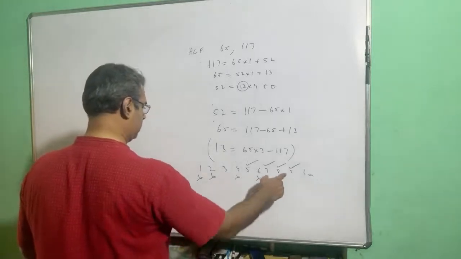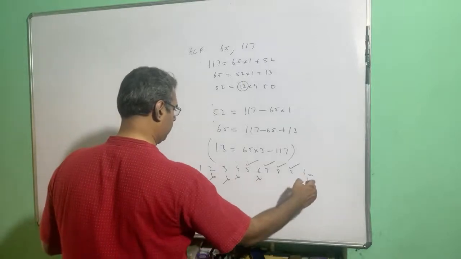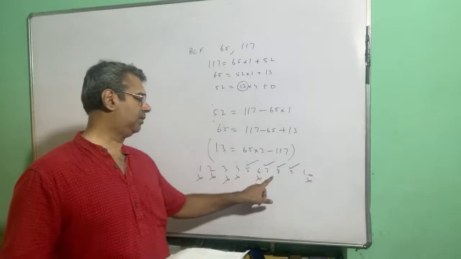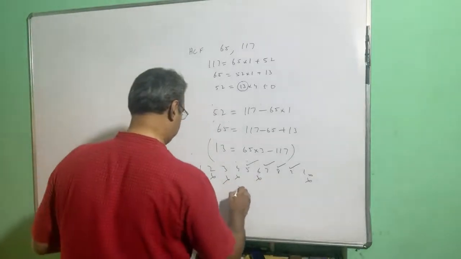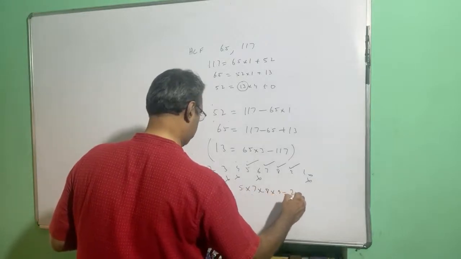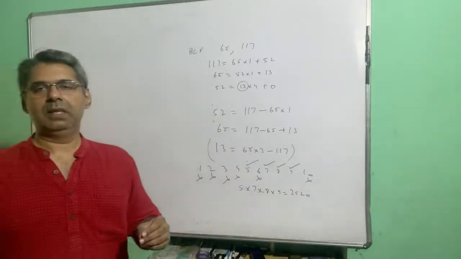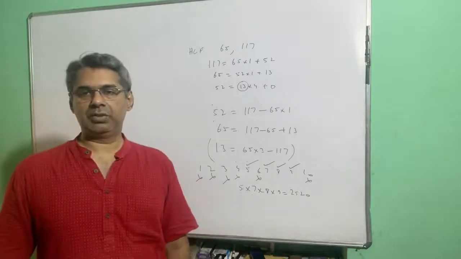Since you have taken 9, you have taken 3. Since you have taken 8 and 5, you have taken 10. So the point is that you take these numbers 5, 7, 8, 9 and multiply them. So if you multiply 5 into 7 into 8 into 9, the answer will come 2520.